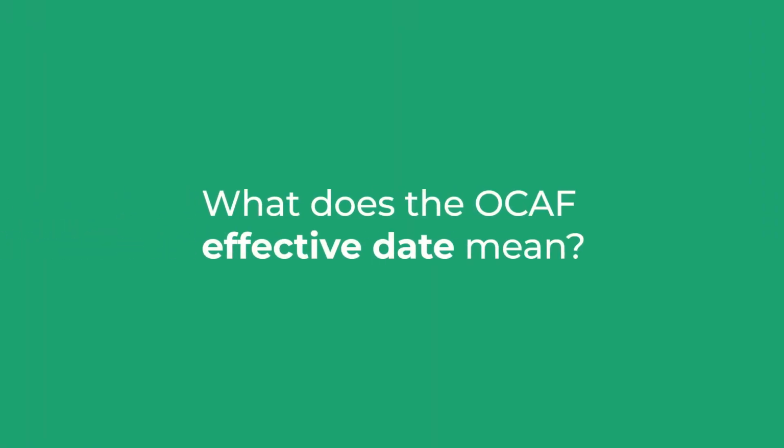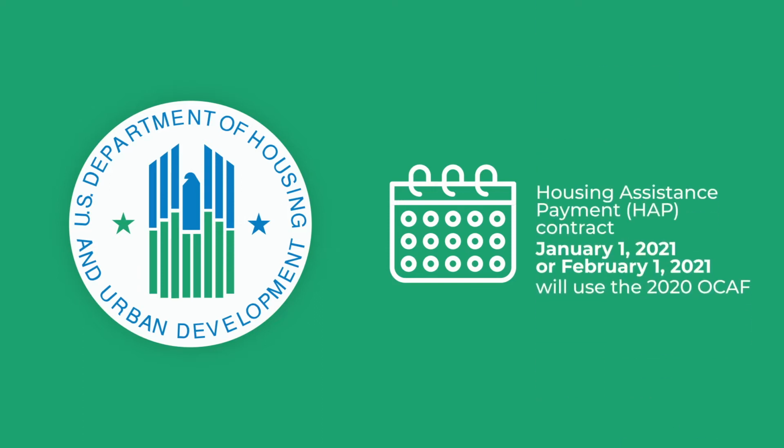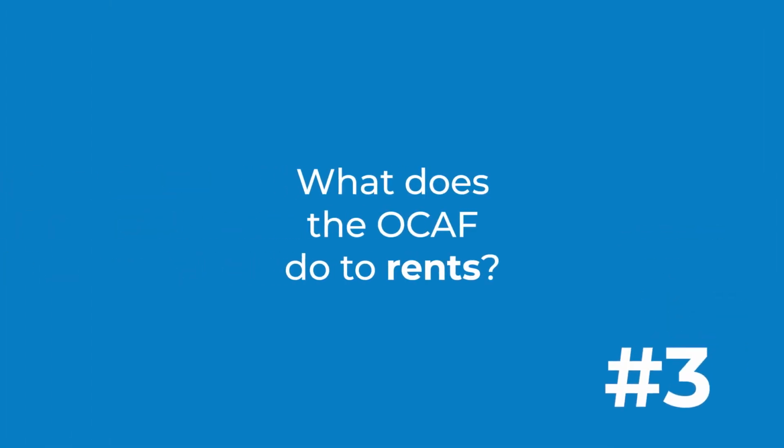2. What does the OCAF effective date mean? This means that if the 2021 OCAF becomes effective on February 11th, 2021, the Housing Assistance Payment, or HAP, contract with an anniversary date on January 1st or February 1st of 2021 will use the OCAF for the prior year, i.e. the 2020 OCAF.